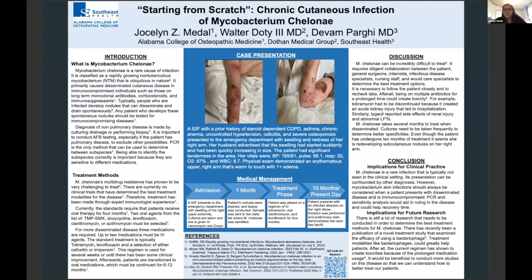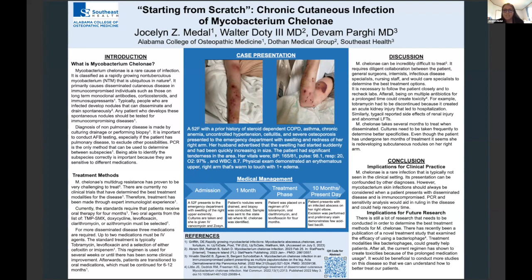For this case, a 52-year-old female presented with a history of steroid-dependent COPD, asthma, chronic anemia, uncontrolled hypertension, cellulitis, and severe osteoporosis. She presented with extreme swelling and redness of her right arm, and her husband stated that the swelling had started very suddenly and was increasing rapidly. Her blood pressure was 165/81, pulse was 98, oxygenation was 97%, and white blood count was 8.7. Physical exam demonstrated an erythematous upper right arm that was warm to touch with 1+ edema.